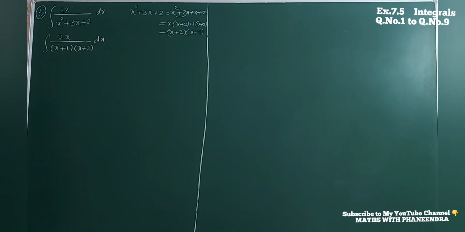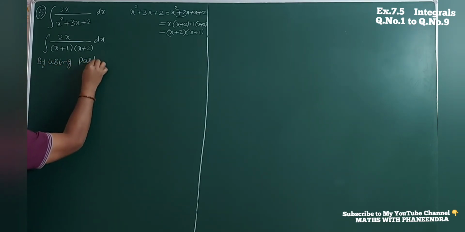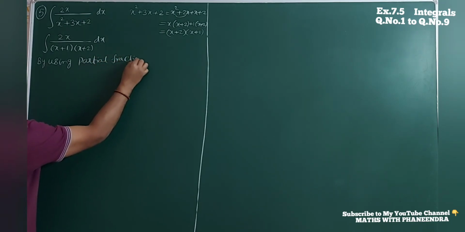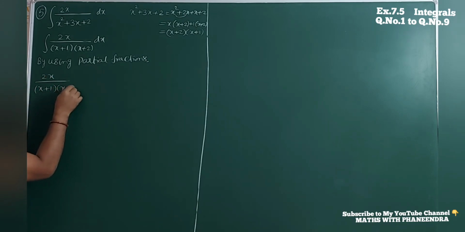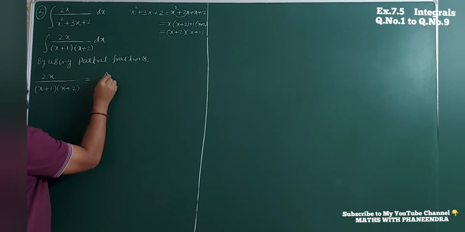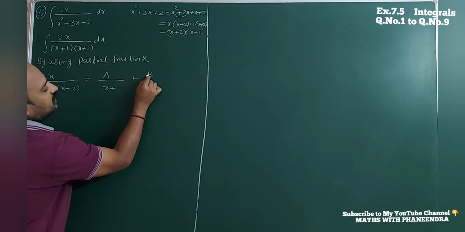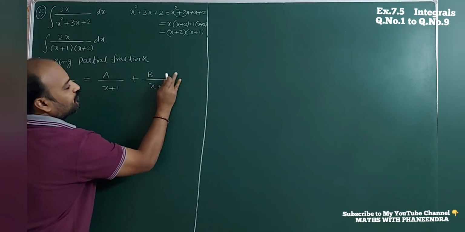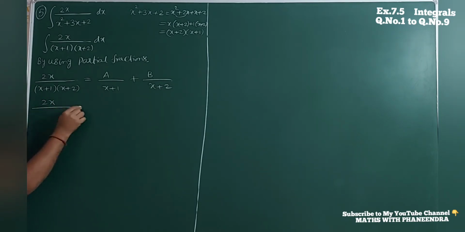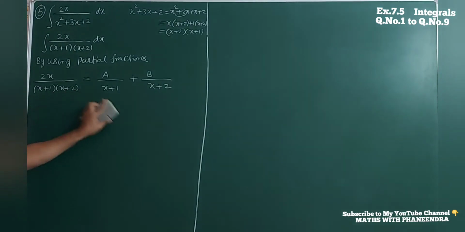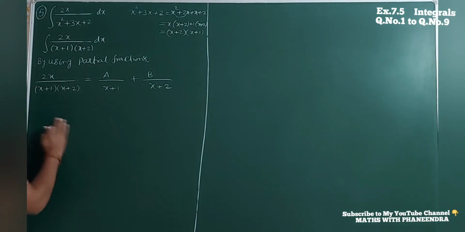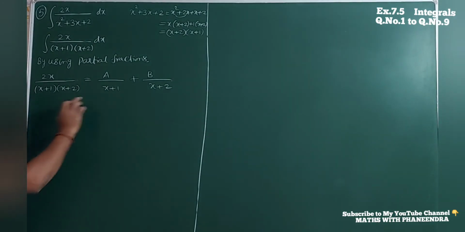So clearly it is a proper fraction. So by using partial fractions, 2x by (x plus 1)(x plus 2) can be written as capital A by (x plus 1) plus capital B by (x plus 2). We'll apply it like question number 3 that we did, both are linear factors now.